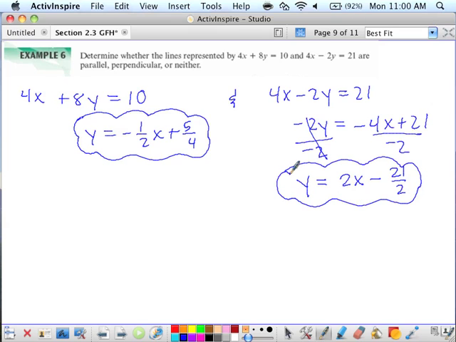Take a look at those two equations. What's the slope of the first one? Negative 1/2. What's the slope of the second one? Positive 2. Definitely not parallel, right? So they're not the same slope. Are they opposites? One's positive, one's negative. Are they also reciprocals? So they are opposite reciprocals, meaning that they are perpendicular. Excellent.